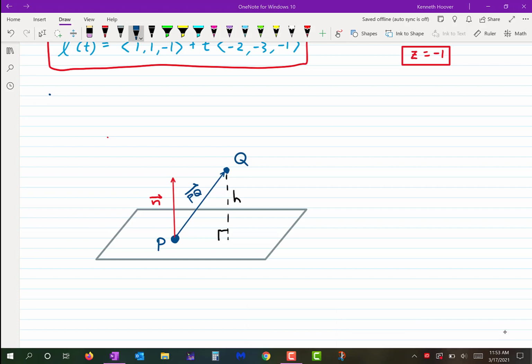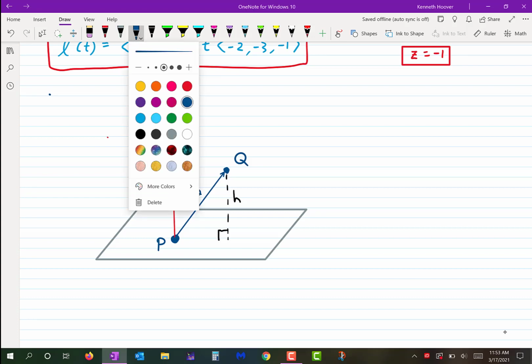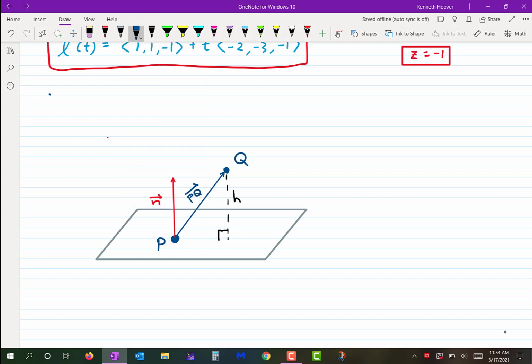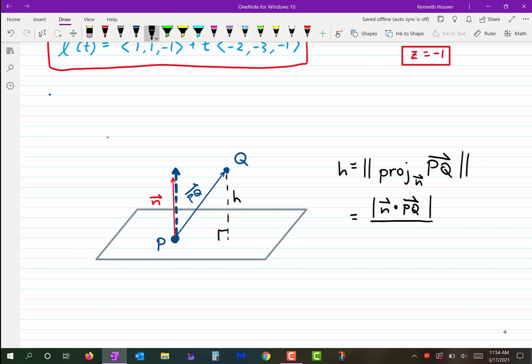And that height, h, is equal to the length of the projection of vector PQ onto vector n. And you already know from previous lectures how to find that length. Okay, so h equals the magnitude of the projection of vector PQ onto vector n. That magnitude is the absolute value of n dot PQ divided by the magnitude of n.